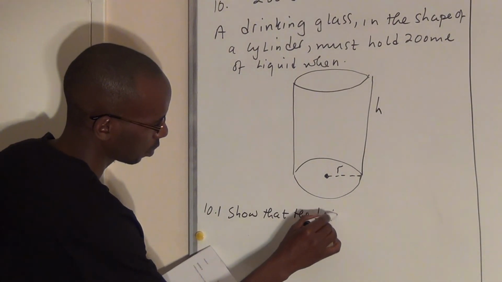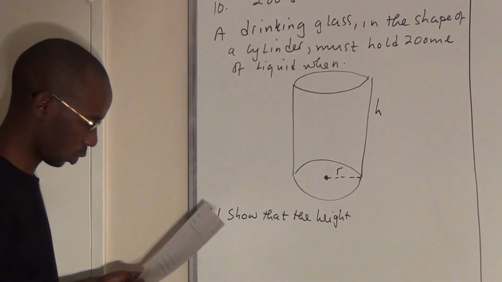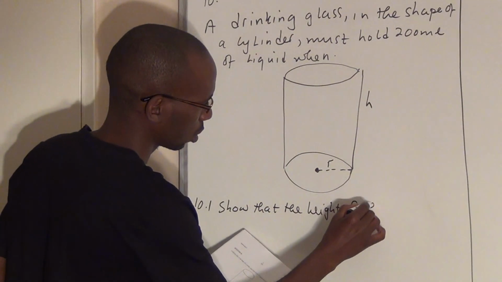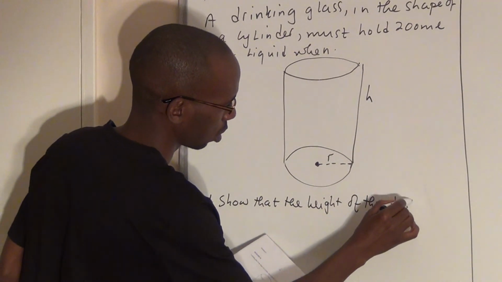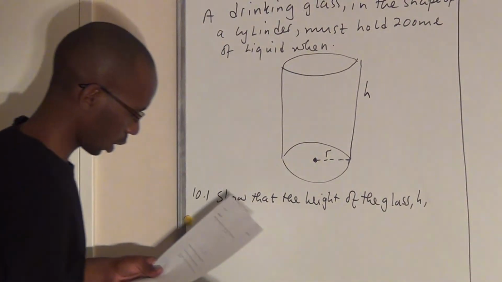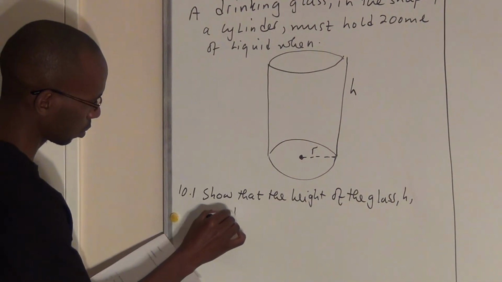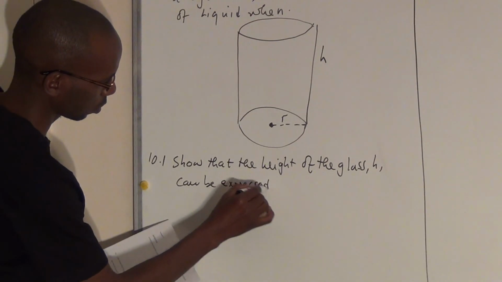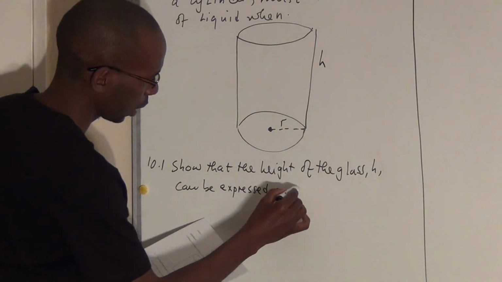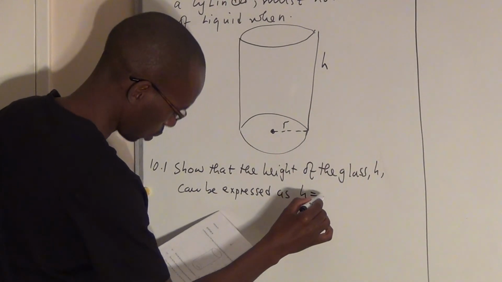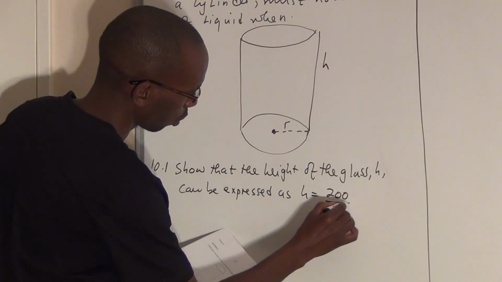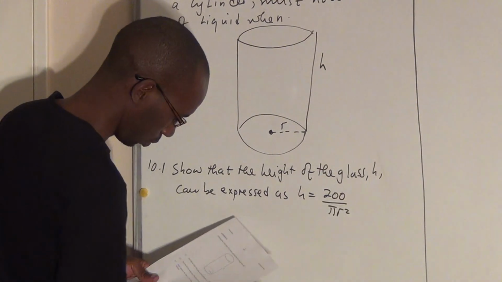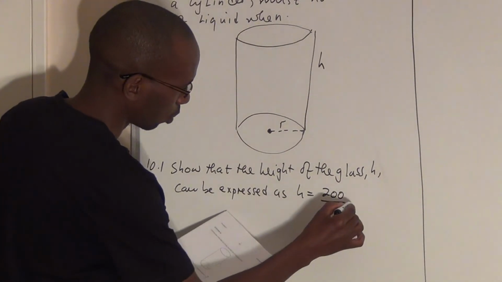the height of the glass h can be expressed as h equal to 200 over pi r squared. That's 2 marks.